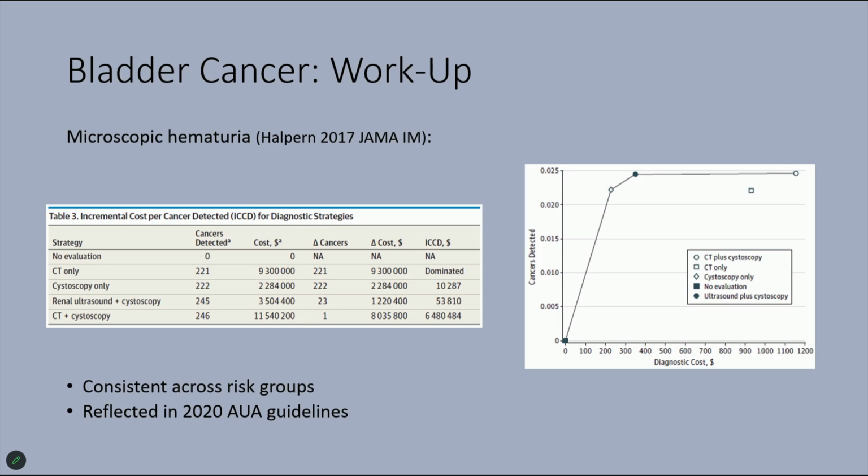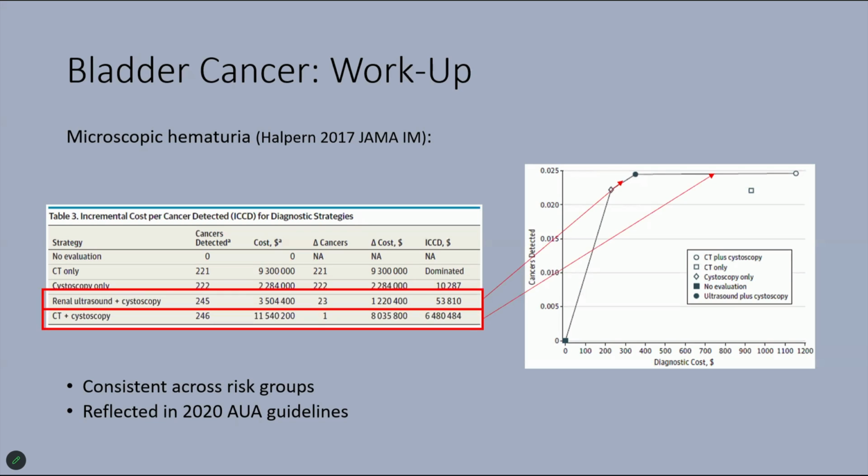However, they nicely illustrate the cost effectiveness frontier and how adding renal ultrasound to cystoscopy has an ICER of $53,000 per case detection, while adding CT-IVP has an incremental cost effectiveness of $6.5 million per case detection. These findings were also consistent across groups with higher risk, males, older patients, and smokers. The study certainly has some limitations, namely their outcome measure and limited horizon don't account for the impact of the missed cases or for radiation effects.